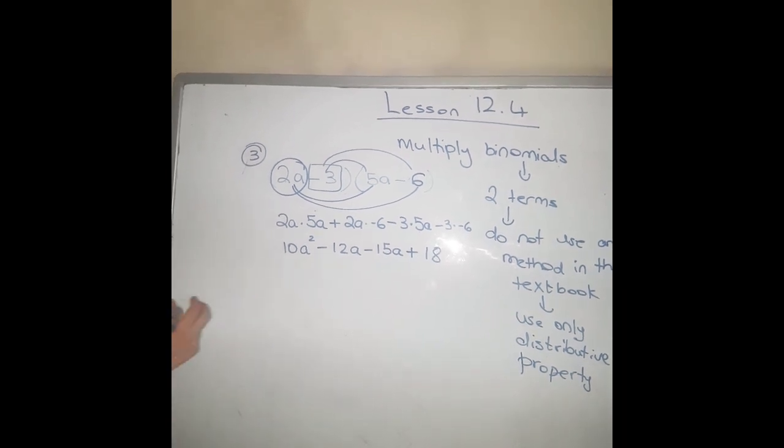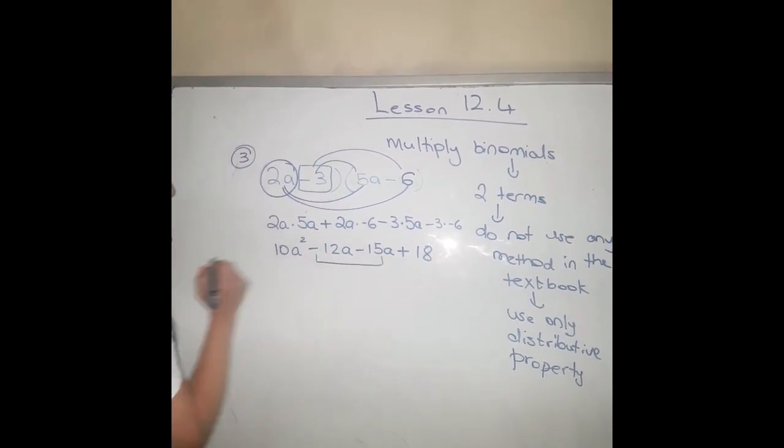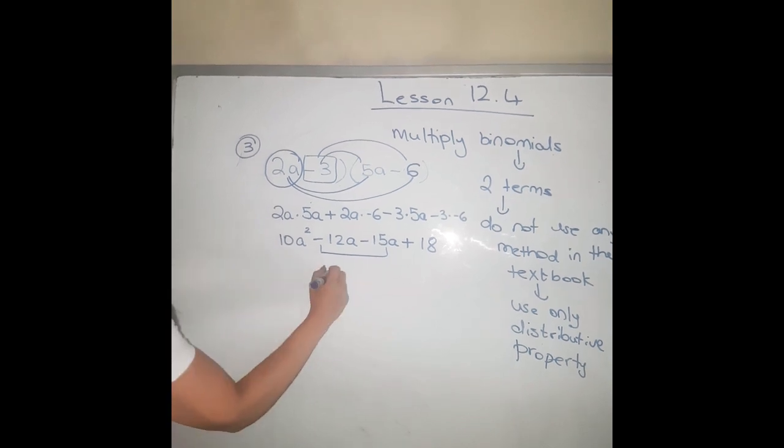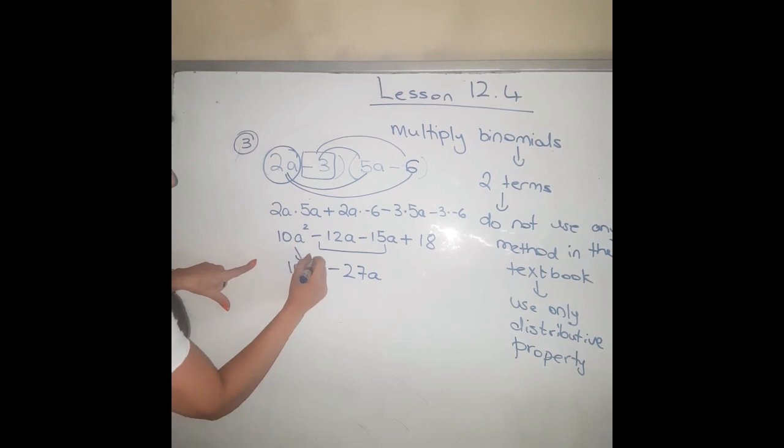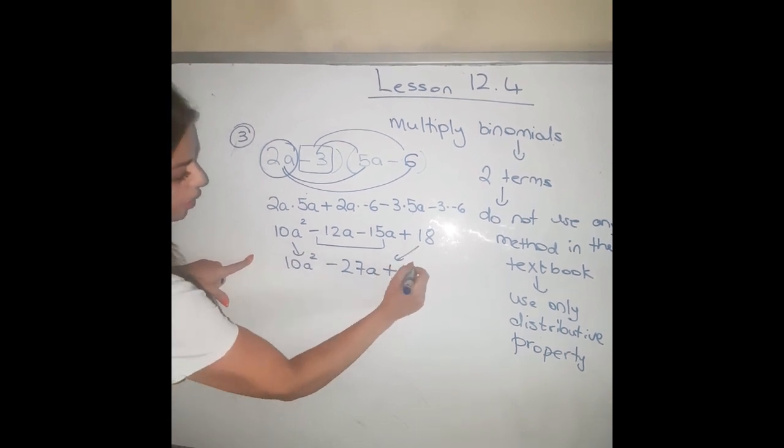And now I look for my like terms. Negative 12a, negative 15a. Similar signs. I add and I keep the sign. I bring down my first term as it is, and I bring down my last term as it is.